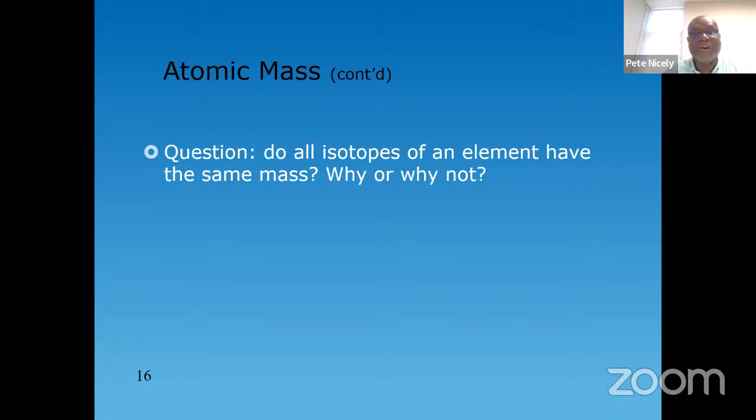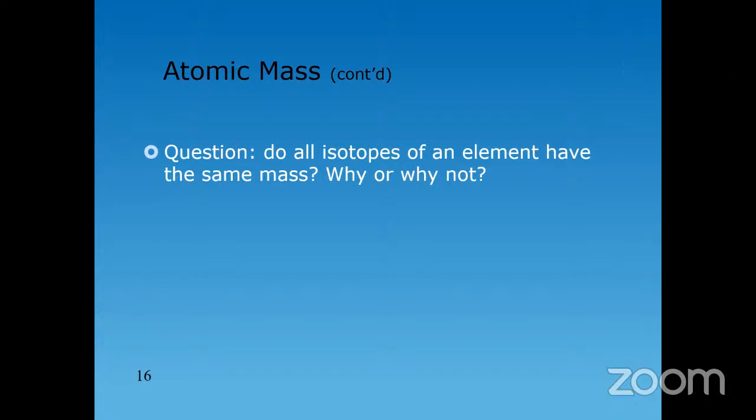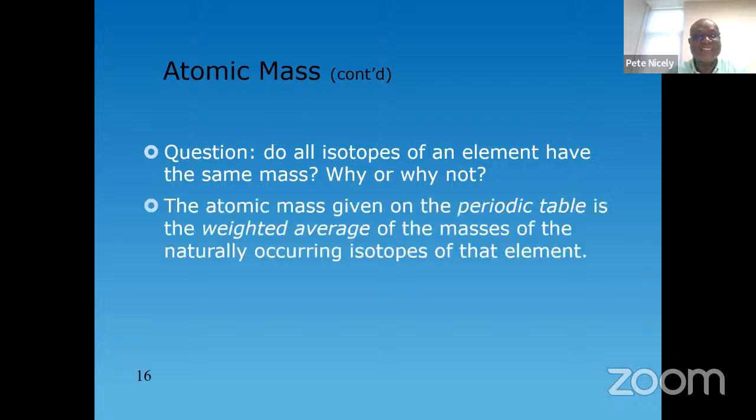Okay, so continuing our discussion of atomic mass. Here's a question. Do all isotopes of an element have the same mass? And your answer is what? No, because it has different amounts of neutrons. Exactly, right. So that's the reason why the atomic mass would be different for different isotopes of an element.